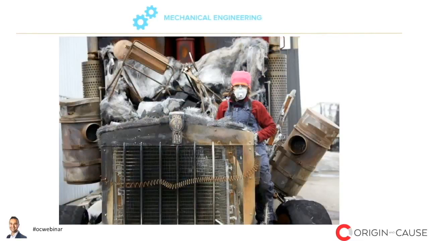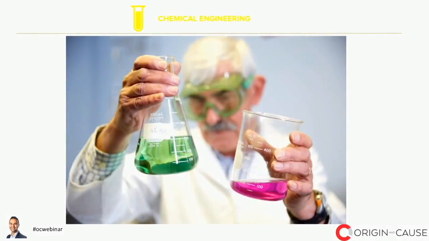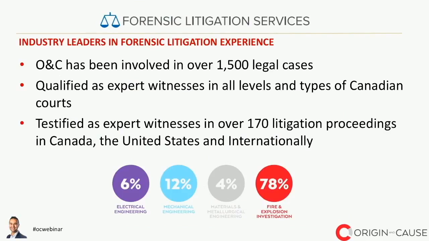We have a mechanical engineering unit, a materials and metallurgical engineering team, a chemical engineering unit, and we also do forensic litigation services. We're industry leaders when it comes to forensic litigation experience. Origin and Cause has been involved in over 1,500 legal cases. We're qualified as expert witnesses in all levels and types of Canadian courts and have testified as expert witnesses in over 170 litigation proceedings in Canada, the United States, and internationally.